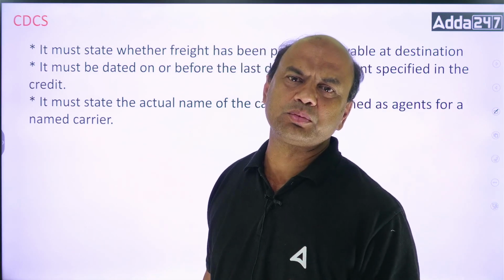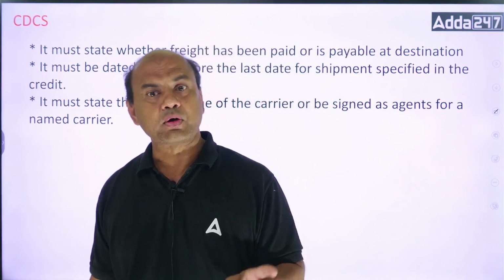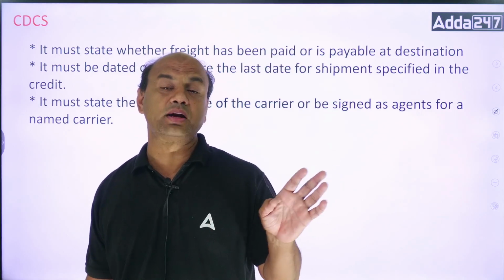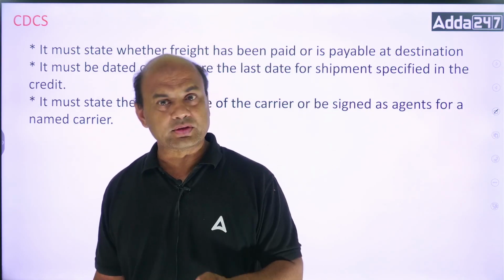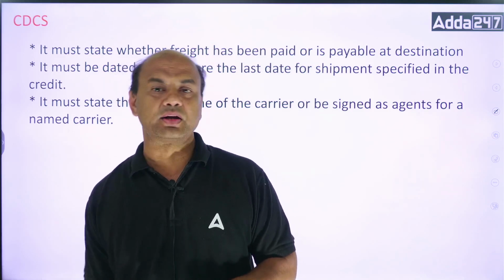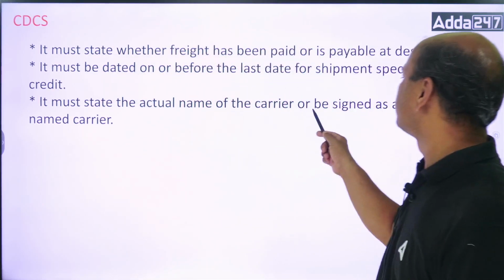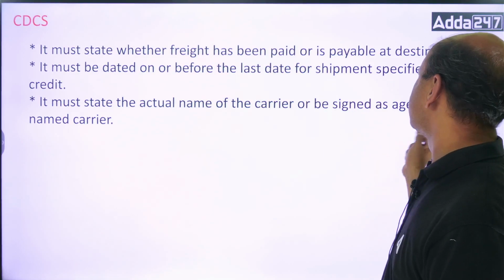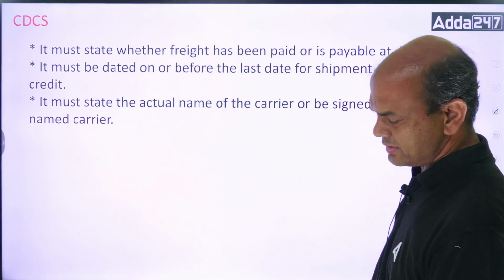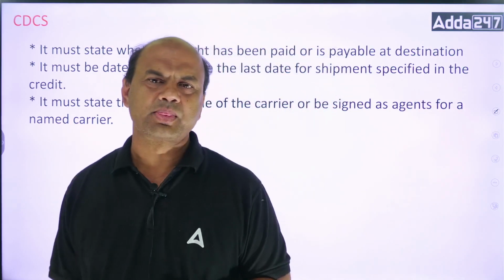Before that date, you must see the shipped on board date, either shipped on board or the issuance date. For that, you'll have to read that article because there are two clauses in this: issuance date and shipped on board date. It must state the actual name of the carrier or be signed as agents for the named carriers. See, one thing about BL is very important.